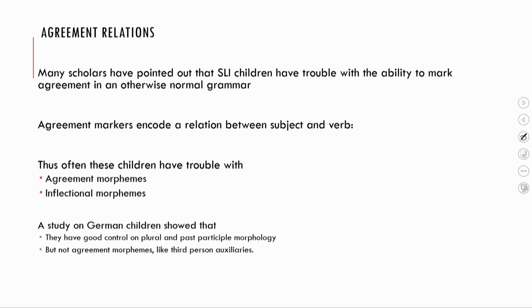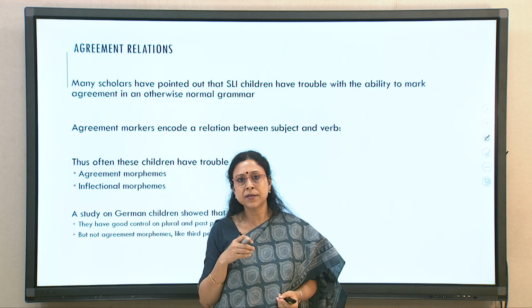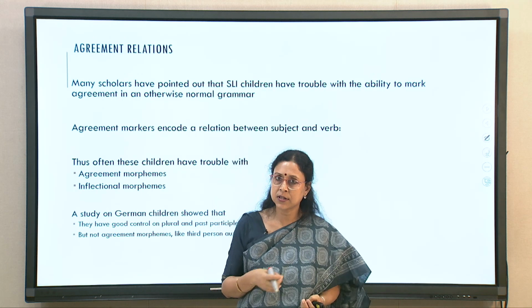Then we will look at agreement relations. Many scholars have pointed out that SLI children have trouble with the ability to mark agreement in an otherwise normal grammar. The other things might be normal structure, but agreement marking will be absent. What is an agreement marker? It is a specific kind of relation between the subject and the verb. For example, in many Indian languages, your verb ending will show not only the tense and aspect, but it will also show the person marking. So, is it first person, second person, third person and so on.